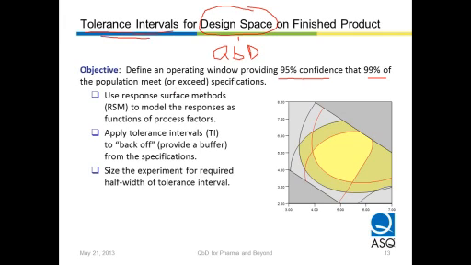And then you could work with either 90, 95, or 99%. We're going to work with 99% of the population, so we're going to go with 95%.